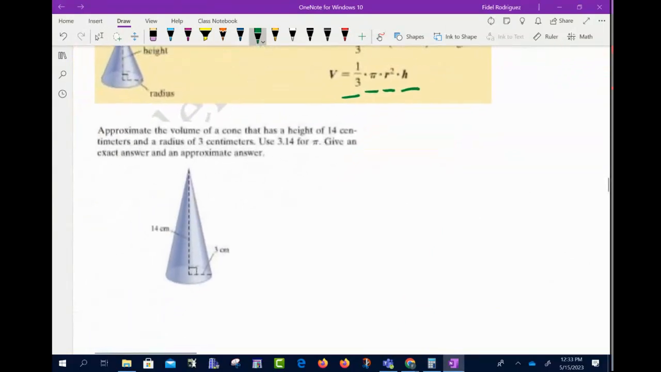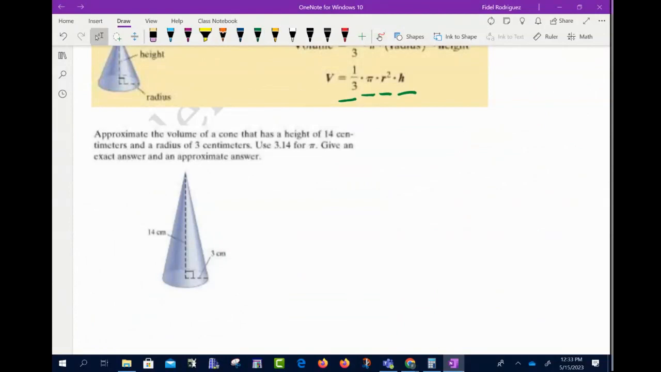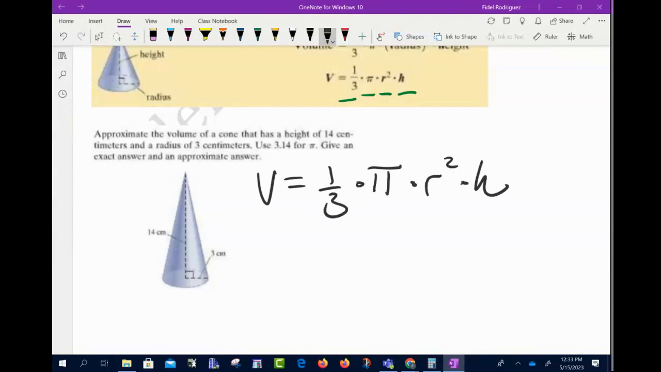Okay, so look, we're going to do our problem here. First thing I'm going to do, I'm going to write down my formula. Volume equals 1/3 times pi times r squared times h. And I'm just going to fill in the blanks. I want you to notice something here. They do want an exact answer and an approximate. So let's do the exact one first.